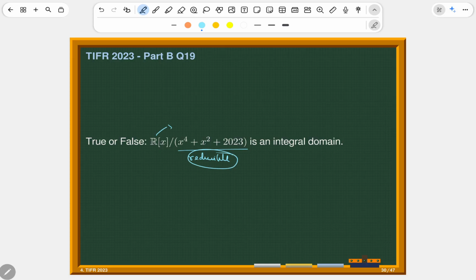And we know that R[x] is a PID because R is a field. And over a PID, if R is any PID, then R mod I is an integral domain if and only if the quotiented ideal is a prime ideal. And since it comes out to be a reducible element, we know that over PIDs irreducible elements are equivalent to prime elements, non-zero prime elements for obvious reasons. So therefore, this cannot be an integral domain. So it's a false statement.